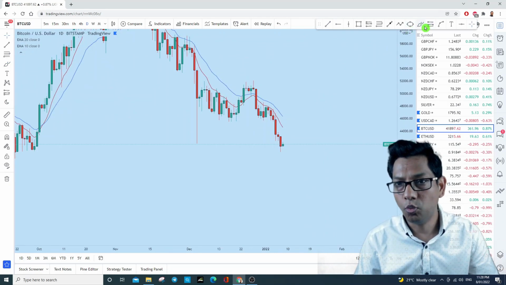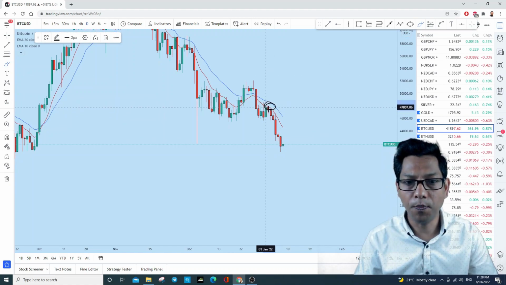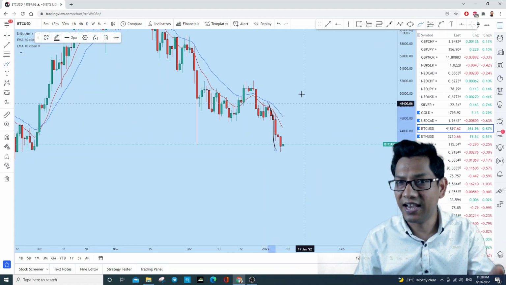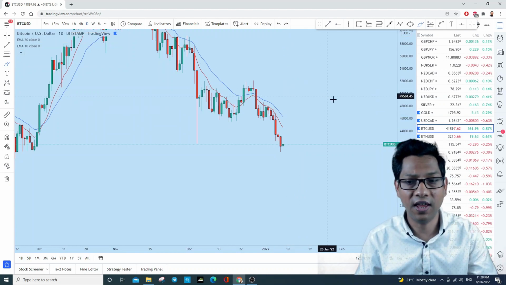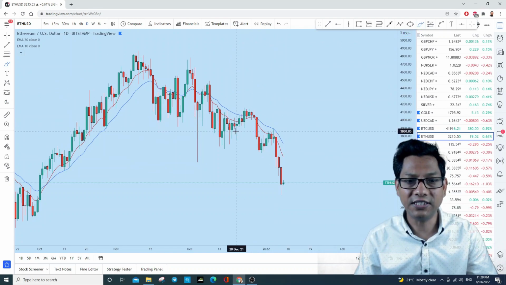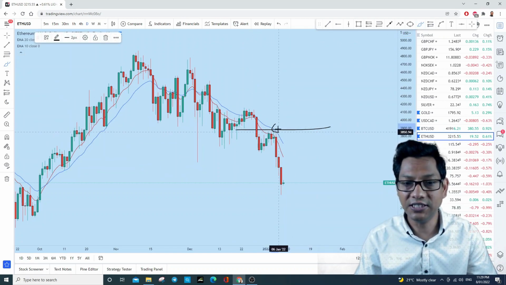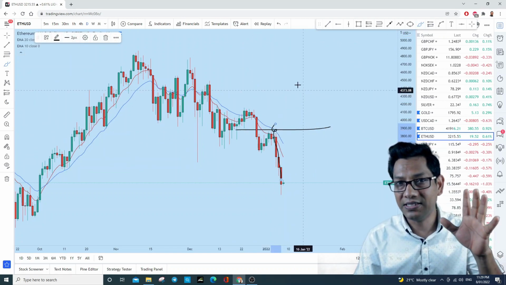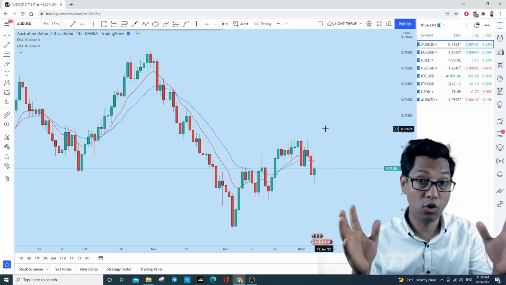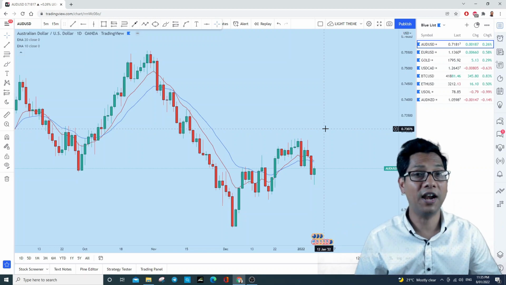BTCUSD, what did I say? The price is dropping from here, and the market did exactly the same way I have analyzed. ETHUSD, what did I say? The price will test this previous support as resistance and will drop, and the price did exactly the same way. Now hopefully you have got some confidence about my analysis.